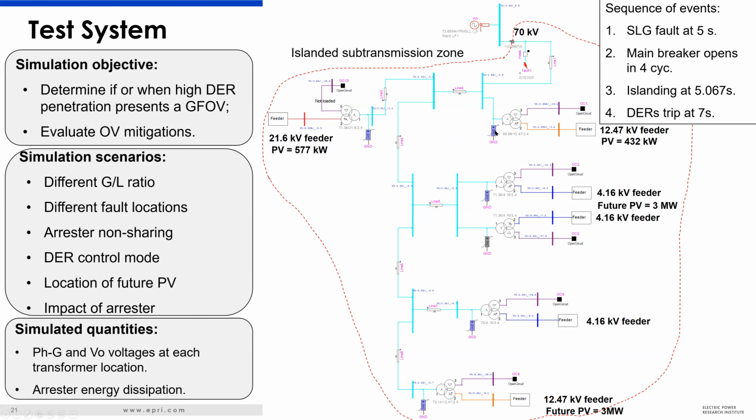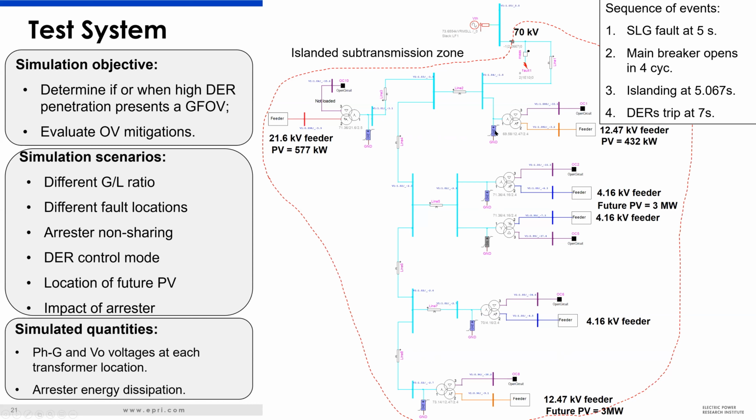So the islanding event is at 5.04, and the fault is at 5 seconds. And basically before the islanding, this is the voltage on the high side of the transformer. The voltage was 1 PU, but after islanding, the voltage increased to 1.82 PU. This is the result of the GL 67%.